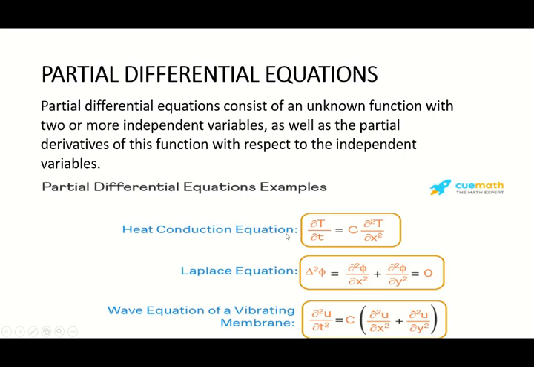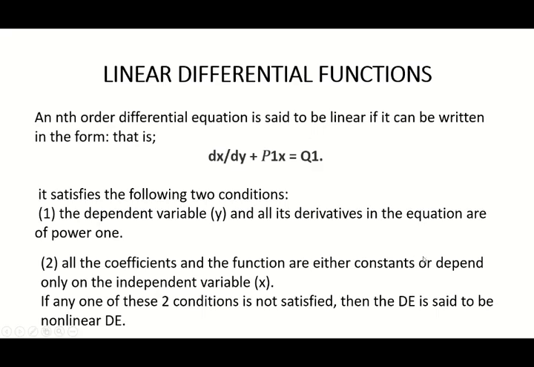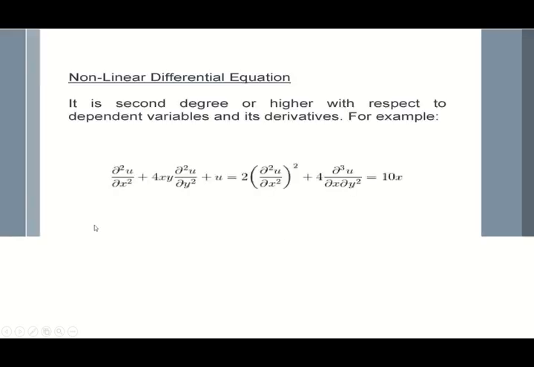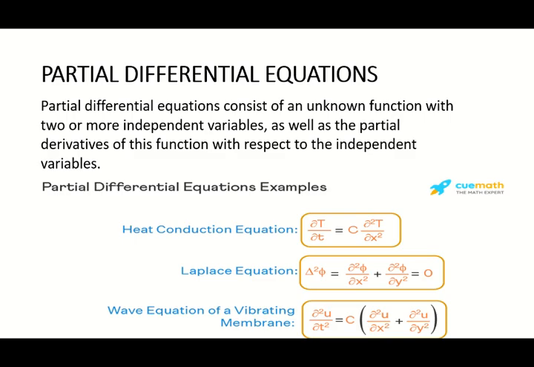Partial differential equation examples. So we have the heat conduction equation. We have the partial derivative of big T over the partial derivative of small t equals a constant C times the second partial derivative of big T over partial x squared. Then we have the Laplace equation. We have delta squared phi equals second partial derivative of phi over partial x squared plus second partial derivative of phi over partial y squared equals 0.